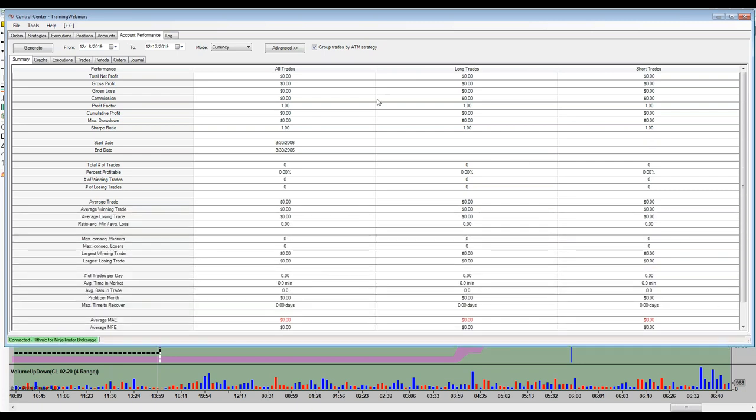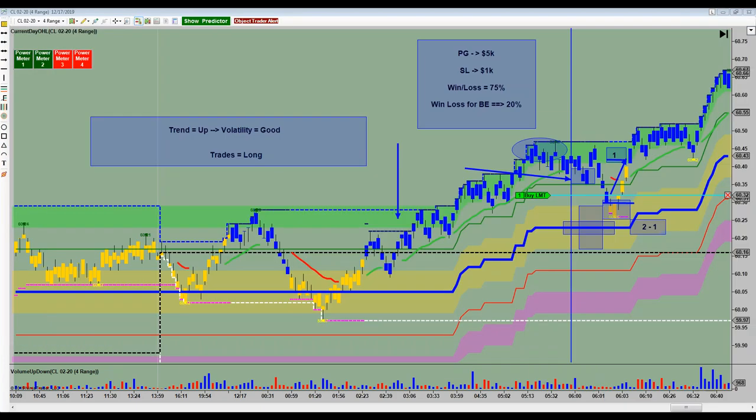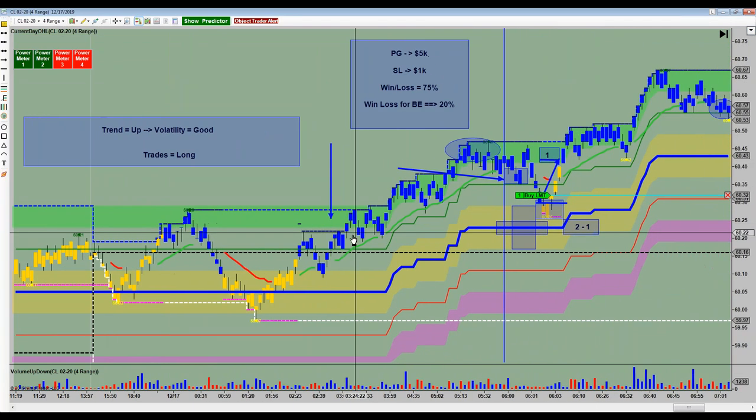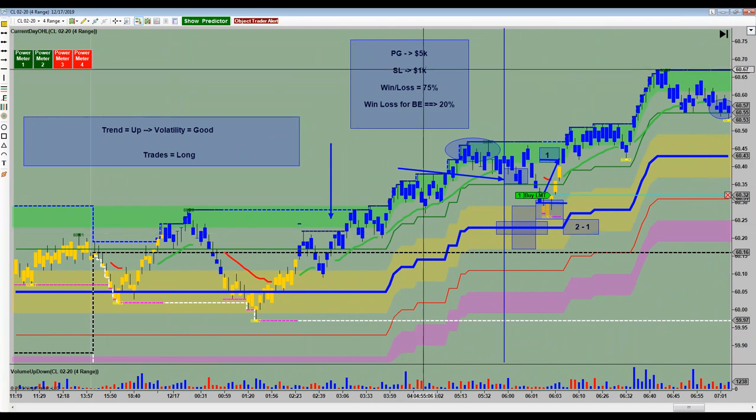Do it twice a week. You've got to do it. It's on the account performance tab, okay? When we say you've got to know your numbers, this is what we're talking about. What's your average profit on a trade? How much money do you make normally on a trade? What's your win-loss ratio? What's your average profit to an average loss trade?